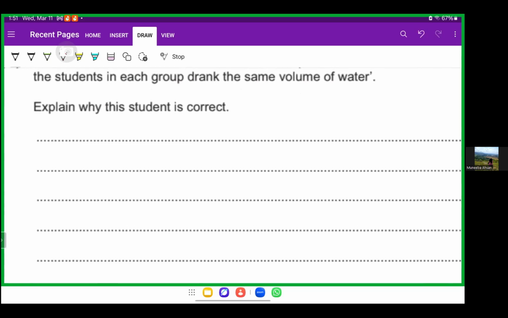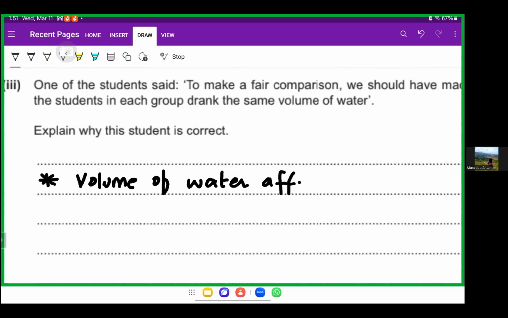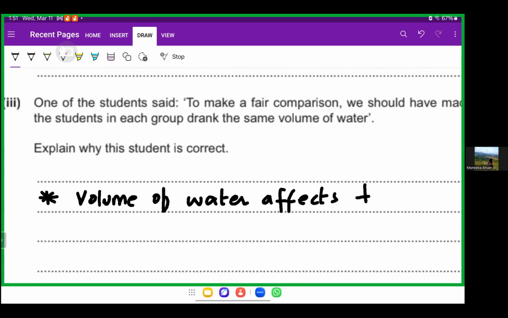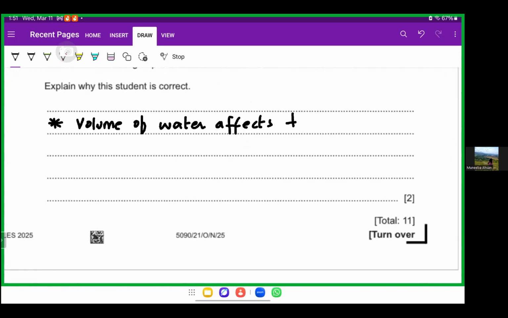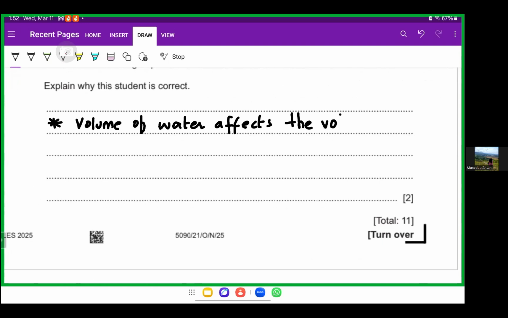Okay, so what we'll be writing in the answer is that the volume of the water affects the volume and concentration of urine which is produced.